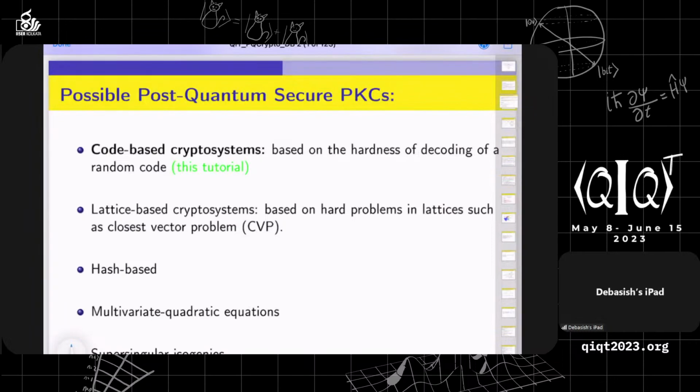There are some other problems, like in lattices, such as the closest vector problem in the lattice, which is also an NP-hard problem. In hash-based systems, there is the solution of multivariate quadratic equations, and NP-hard problems also exist in isogeny. So these are the major five areas where people have found naturally NP-hard problems which can be exploited for post-quantum security systems. Our aim for today's discussion is code-based crypto systems.